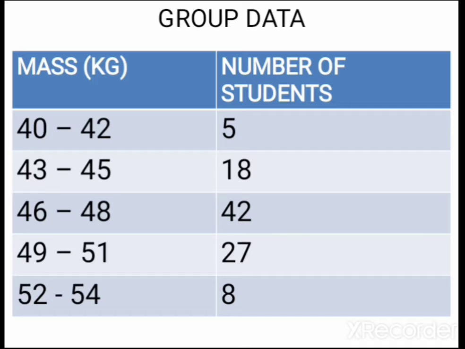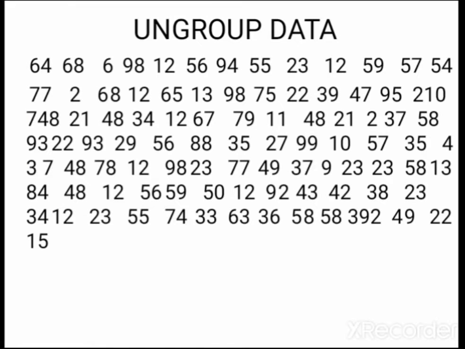But when we talk of something of this nature, this is group data. A group data is a set of data arranged into classes. So when we talk about group data, what you have to know is that they are arranged into classes. Then we have our class interval, class mark, and others. So this one is group data, while the previous one is ungroup data.